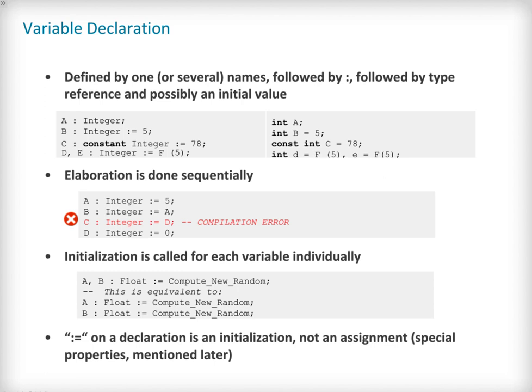In Ada, it is possible to declare several variables at the same declaration point, and if this declaration point has a default value or a default expression, this default expression will be evaluated separately for every single variable. So here I have D, E : Integer := F (5). Even though F (5) is written only once, it will be called twice, once for D, once for E, exactly how it would be the case for the C example on the right.